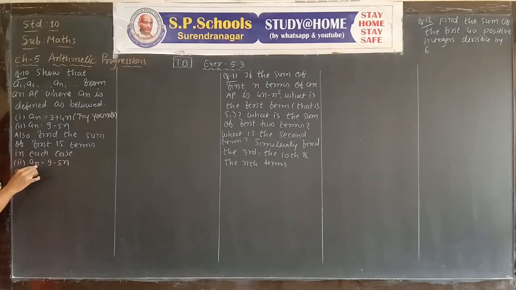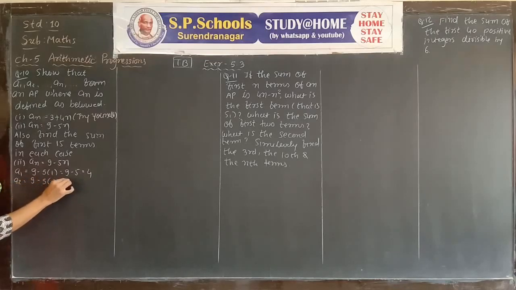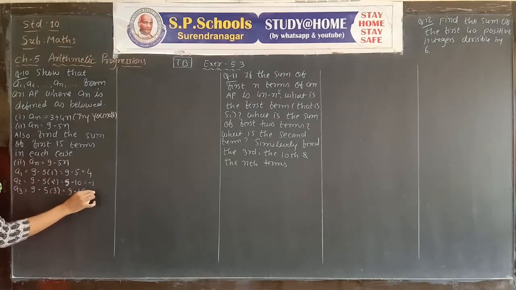Substitute values of n. A1 is equal to 9 minus 5 times 1; 9 minus 5 is equal to 4. A2 is equal to 9 minus 5, instead of n is 2, 9 minus 10 is equal to minus 1. A3 is equal to 9 minus 5 times 3, 9 minus 15 is equal to minus 6. A4 is equal to 9 minus 5 times 4, 9 minus 20 which is minus 11.